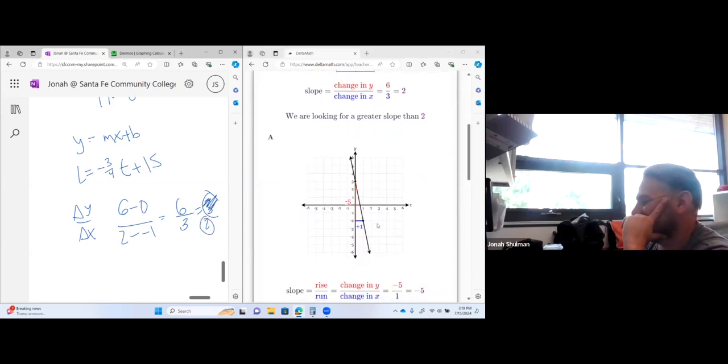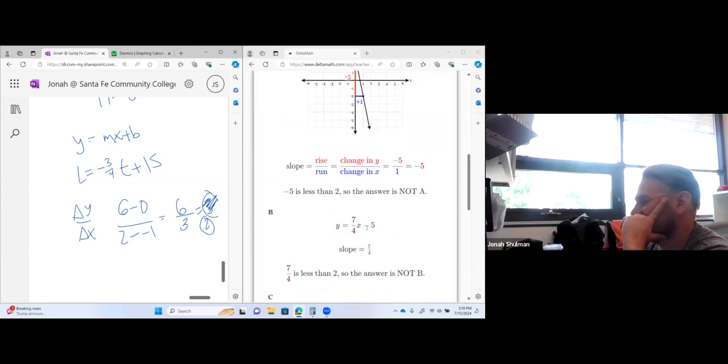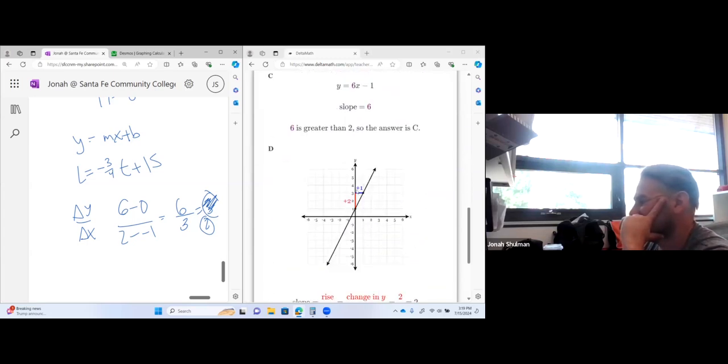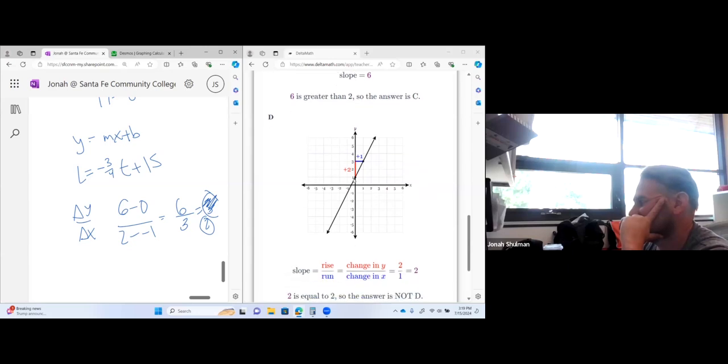See, this is a negative 5. This is not bigger than 2. This is bigger than 2. I didn't even look at this one. B is equal to it. This is equal to 2. So it can't be B.